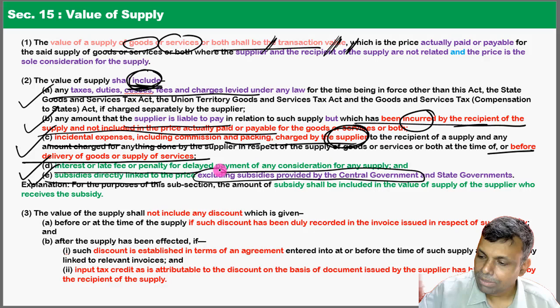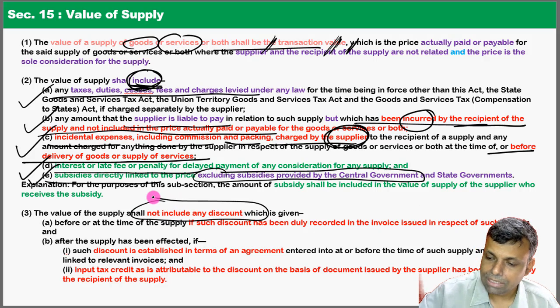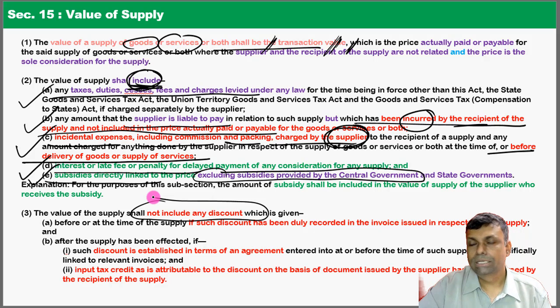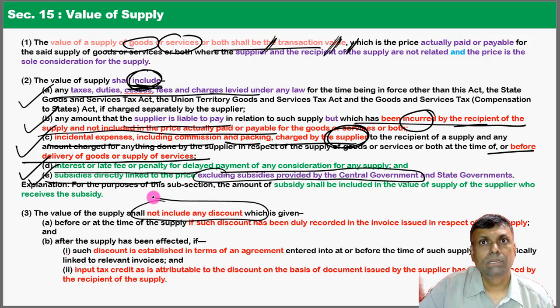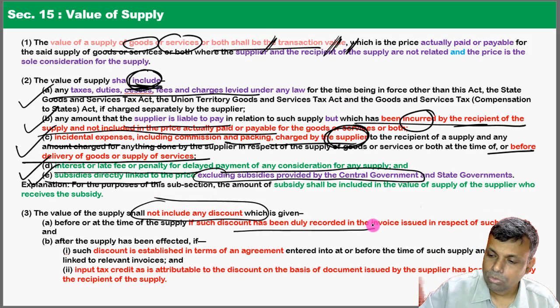Further, it shall not include any discounts. But here the discount provisions are pretty much in depth: if the discount is a transparent discount, in the sense that it is indicated in the invoice, this is how it is, and this is duly recorded.